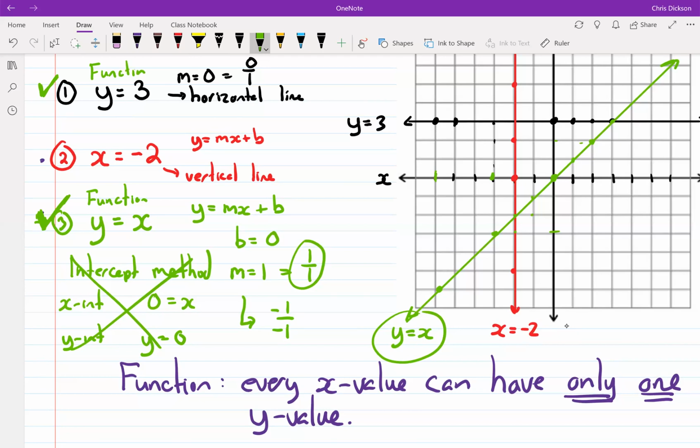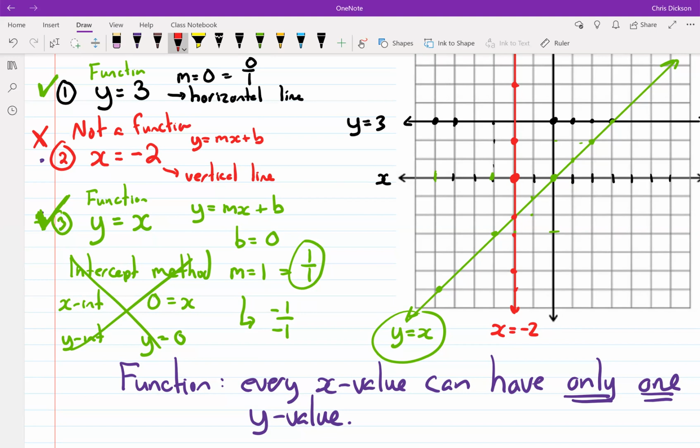So what about the red graph, though? If you look at the red graph, we're starting at -2 right here, a bit bigger here. And notice that every value at -2 has many y values, actually. In fact, it has an infinite number of y values. So this second equation is not a function. And the reason for that is that every x value does not have just one y value. In fact, the x value of -2 has an infinite number of y values.